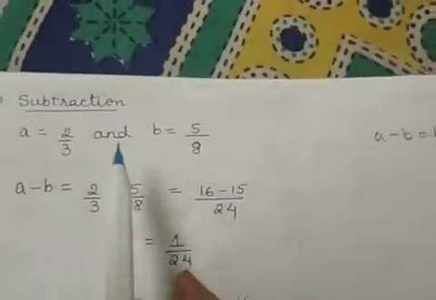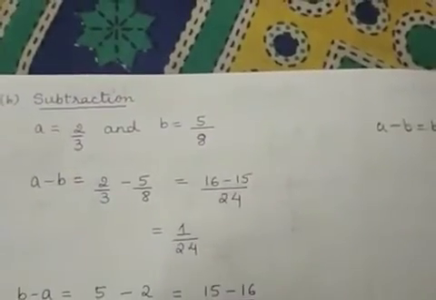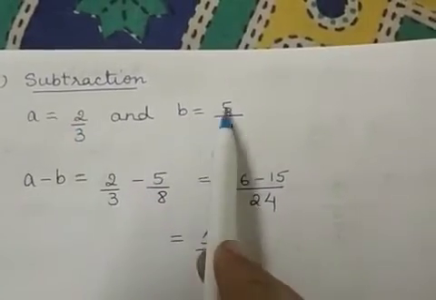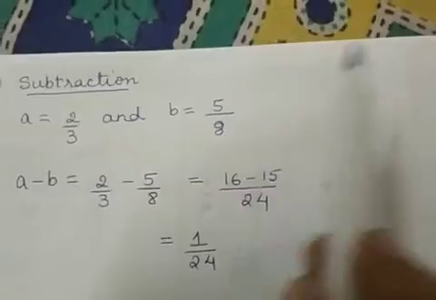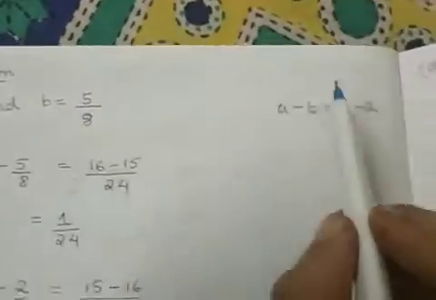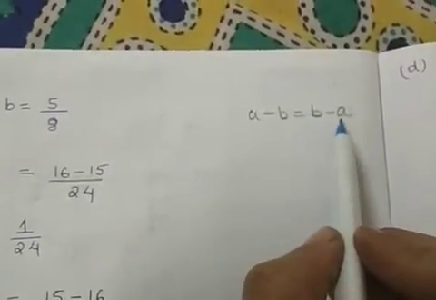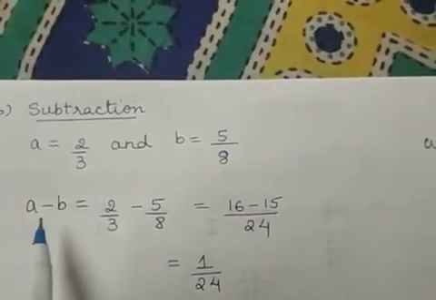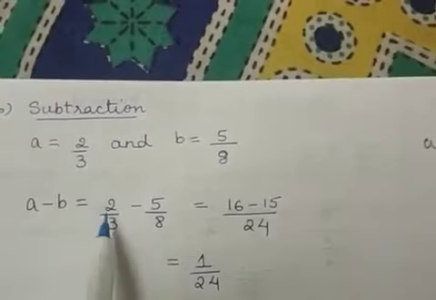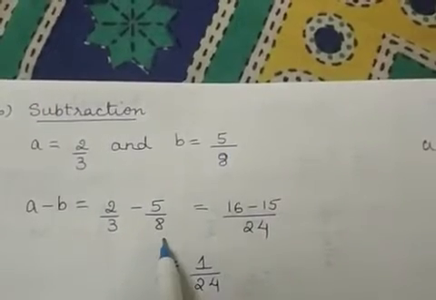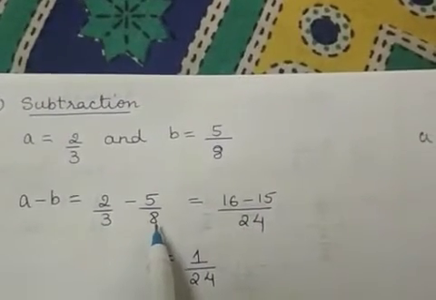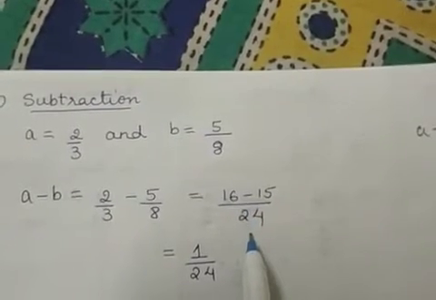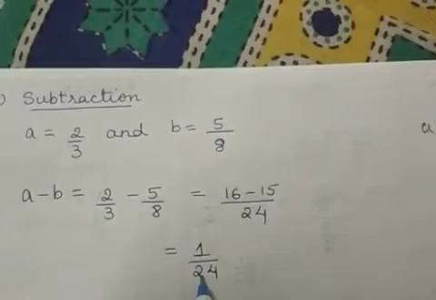Now we'll see whether this property holds true for subtraction. Take a as 2 upon 3 and b as 5 upon 8. If the property holds true, then a minus b should be equal to b minus a. So a minus b will be 2 upon 3 minus 5 upon 8, and the LCM here is 24. So you get 16 minus 15 upon 24, and this is 1 upon 24.